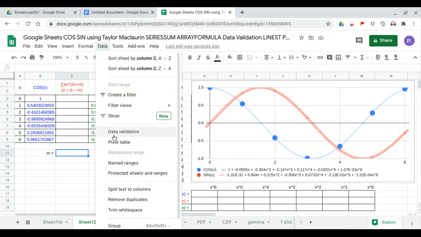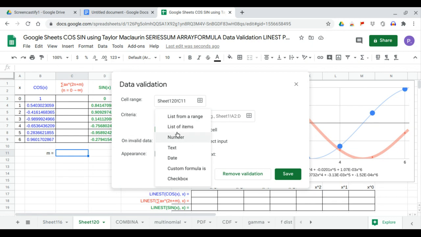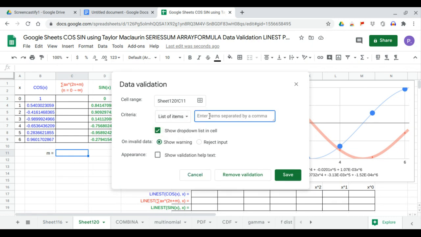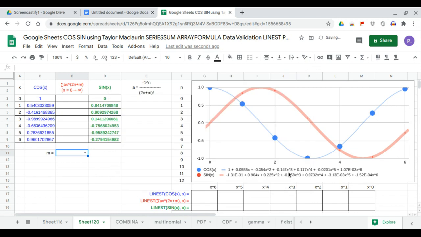So data validation, that's list of items, 0 if it is cosine, 1 if it is sine. So 0 if it is cosine, 1 if it is sine.